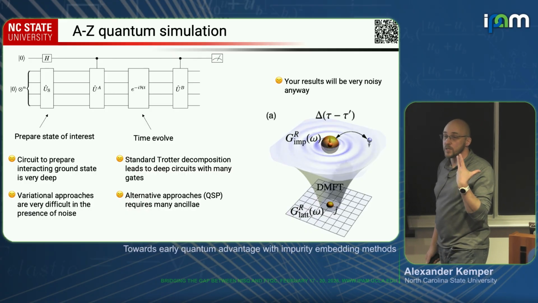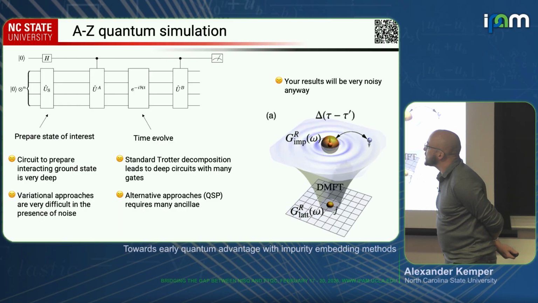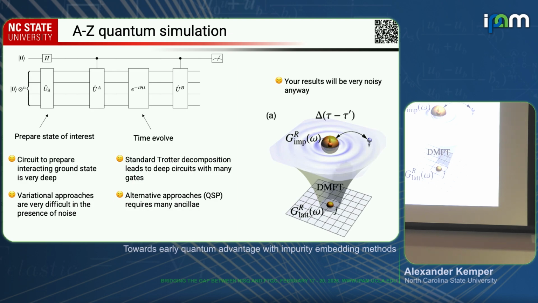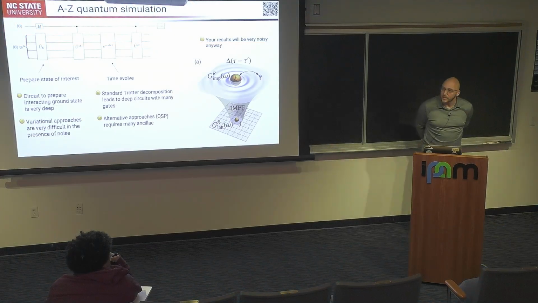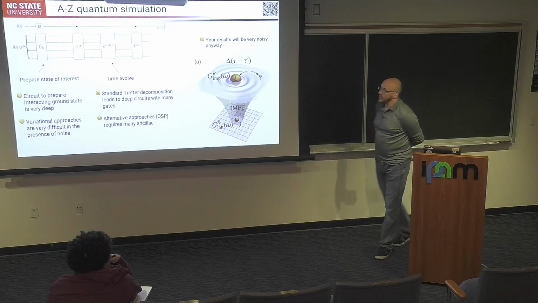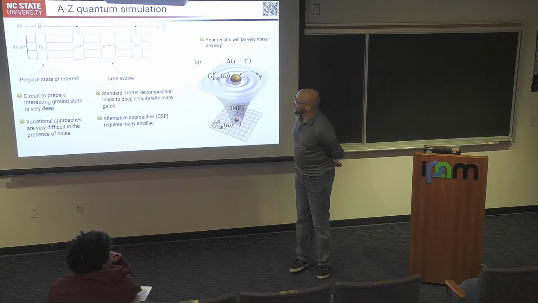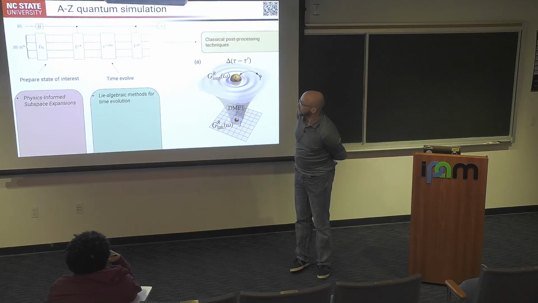You're going to have some noise to deal with. And so what's nice about looking at Green's functions, correlation functions in particular, is that there are techniques that you can use on the classical end that help to fix some of that. So I'll give you the punchline first, so you can zone out.